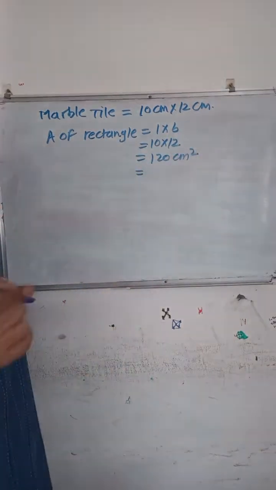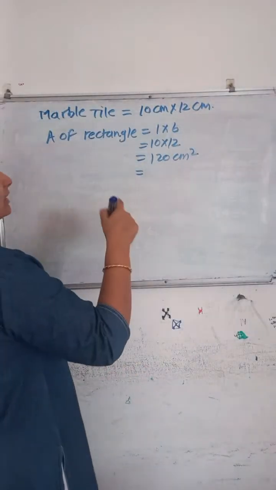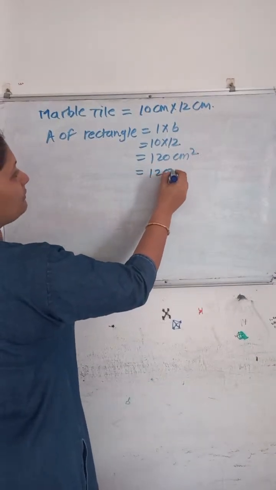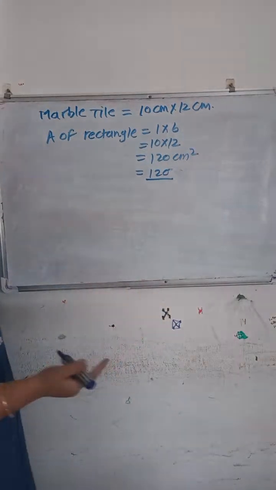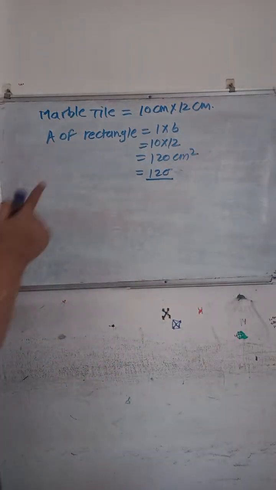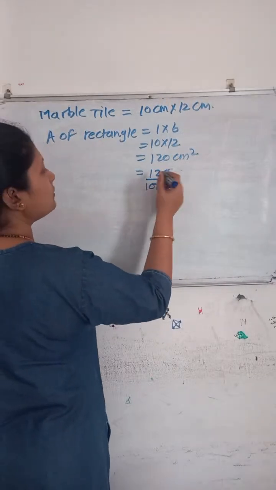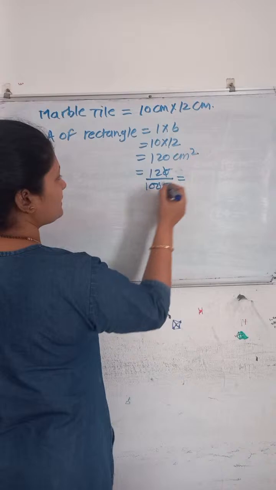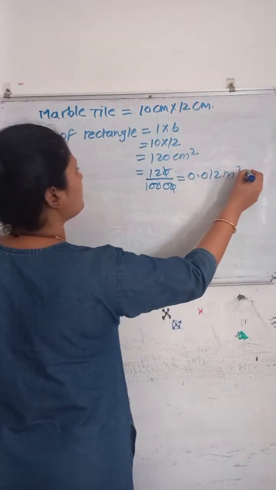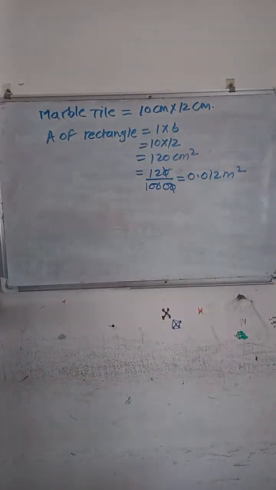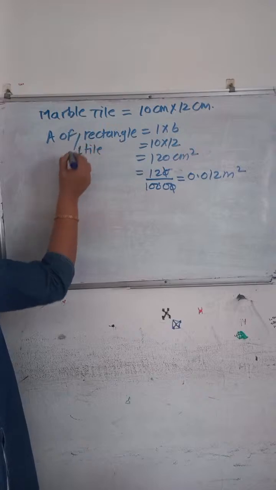Convert this into meter because the wall dimensions are in terms of meter. If we want to convert centimeter into meter, we divide by 100, but here it is centimeter square, so 100 into 100, that is 10,000. These zeros get cancelled, and 1, 2, 3 decimal places are there. 0.012 meter square is the area of one tile.